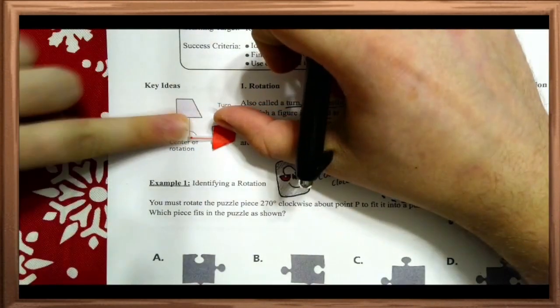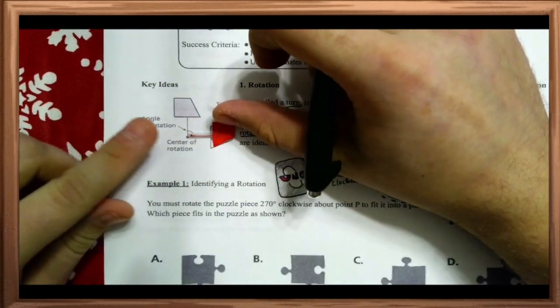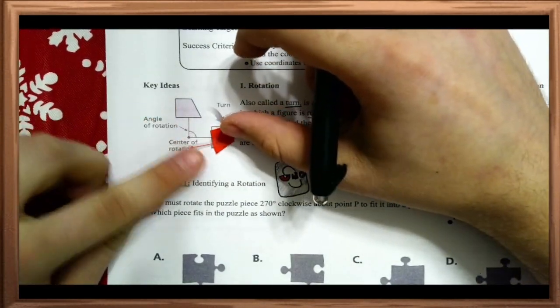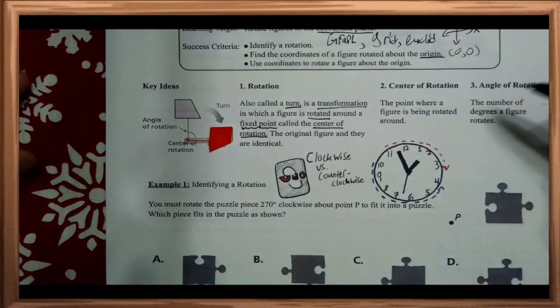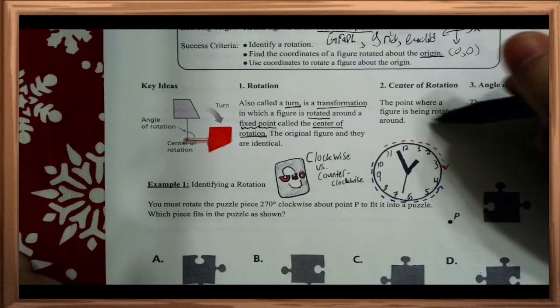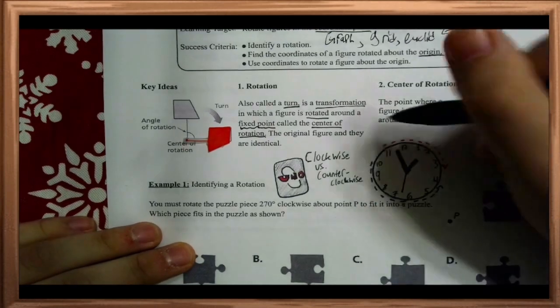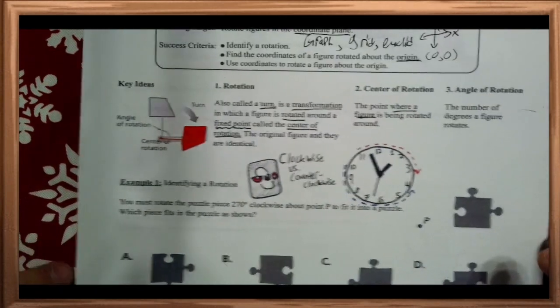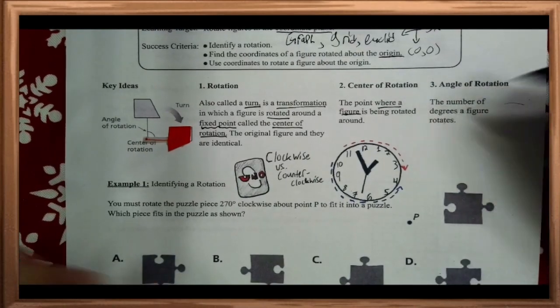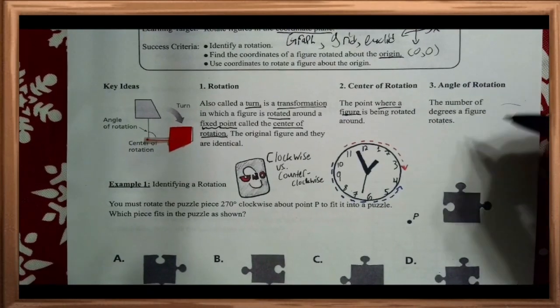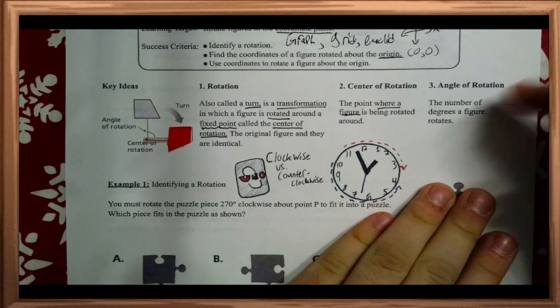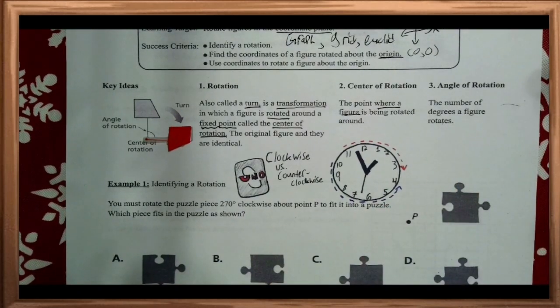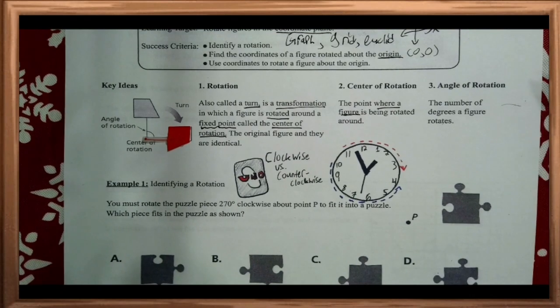Now, another interesting and important piece to talk about: we've talked about the center of rotation, where the figure is being rotated around. But then there's this angle of rotation. Talk amongst yourselves, if you're working together: what are some different angles that we've seen before?